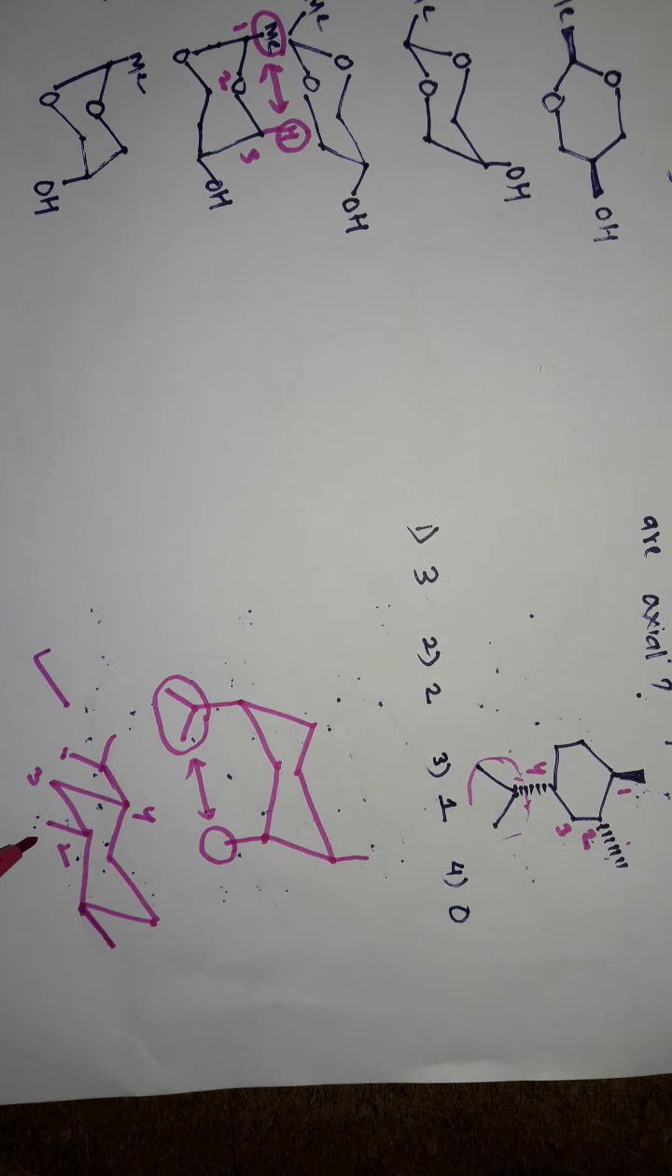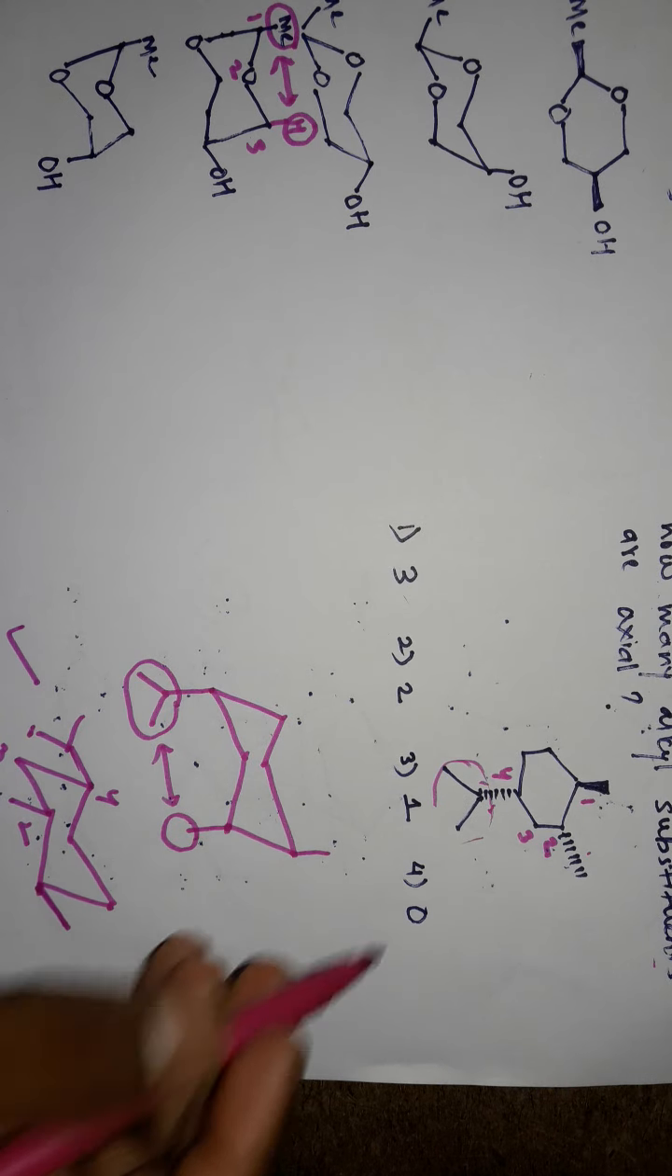The reason is all three bonds are equatorial and this is the most stable one. So in this structure no bond is axial, therefore the correct option is the fourth one, 0.